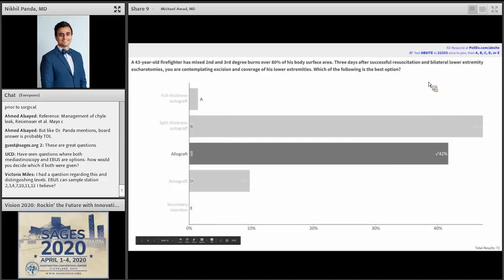But for the vast majority of the big burns that we see, we usually try and autograft these patients immediately. This wasn't meant to be a trick question, but probably the most important part was just appreciating the fact that this type of patient has very, very little area where you can harvest skin to autograft.